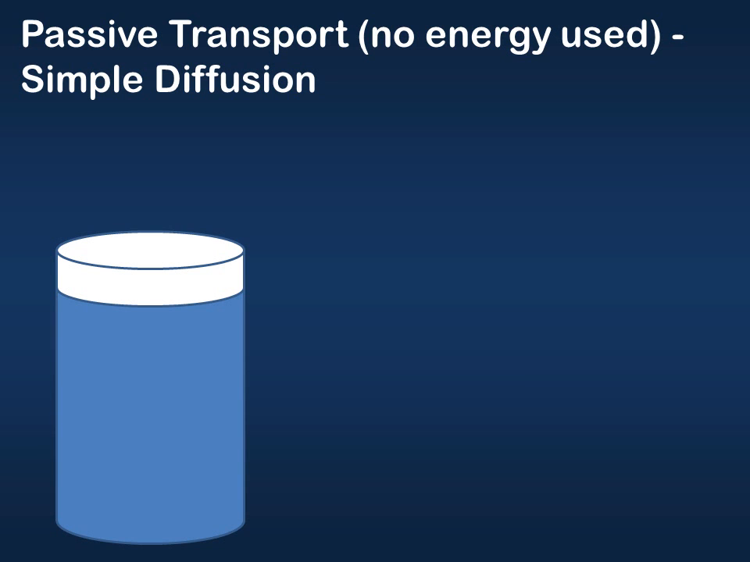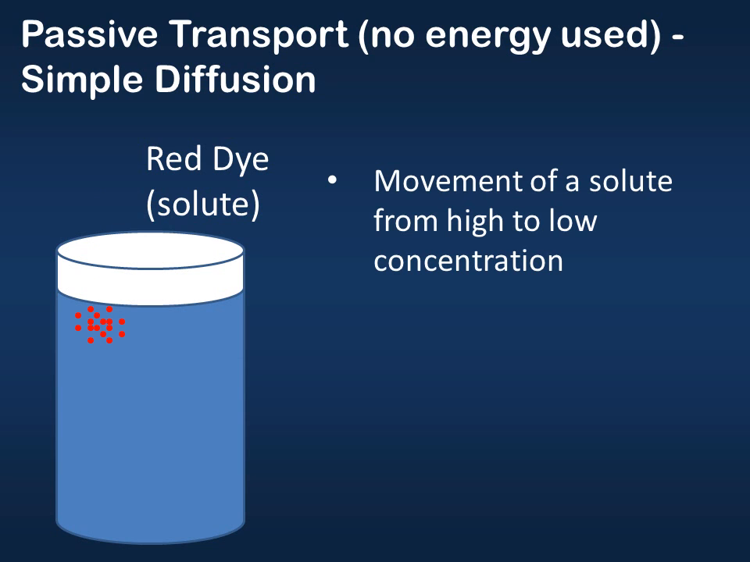So let's consider the simple passive transport situation first. And the first type of passive transport we'll explore is simple diffusion. So let's say we have a drop of red dye that we're going to drop into this glass of water. When we do that, it will disperse into its individual dye molecules. Now, simple diffusion is the movement of a solute from high to low concentration. So the red dye here is our solute, and you can see that at this moment in time, that little cluster of red dye molecules is an area of high concentration, high solute concentration.